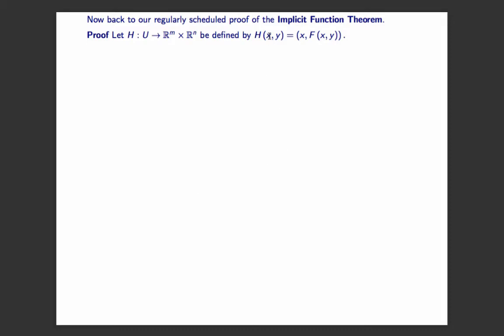So notice that the first entry of the ordered pair H(x, y) is x. So H doesn't do anything to the first argument. That's important. H does nothing to the first argument, but it does something to the second argument and maps it to F(x, y). Of course, we're interested in (x, y) for which F(x, y) is 0. So eventually, we're going to be curious about what H(x, 0) is.